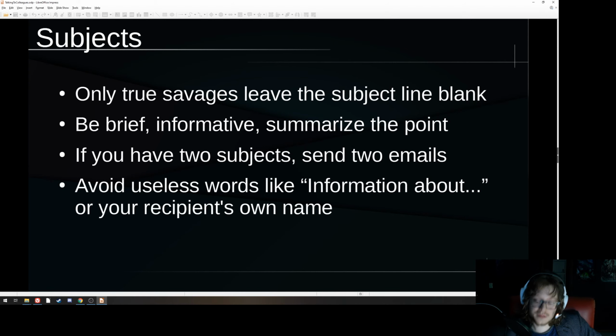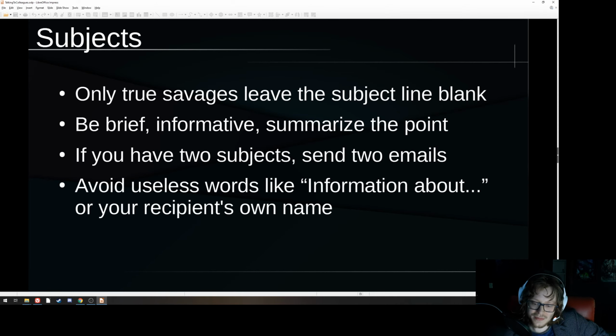Okay, for the subject line, I'm not talking about the subjects of your email. I'm talking about the subject line here. If you are a true barbarian who is so detached from civilization that you want to make everyone's life miserable, then leave the subject line blank. If I get an email that has no subject, I just get filled with an unnatural rage. So if you just want to irritate me, just send me an email with the subject line blank.